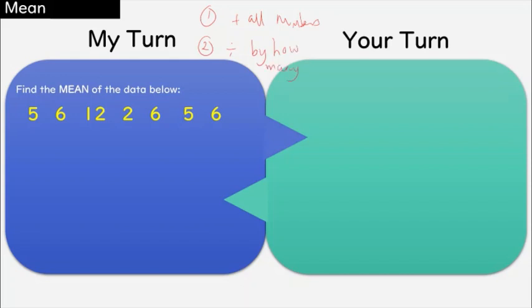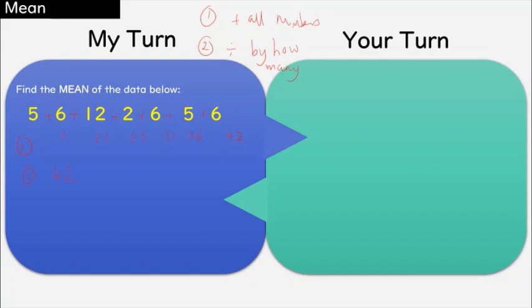So step 1 here would be to do 5 plus 6 plus 12 plus 2 plus 6 plus 5 plus 6. So we could use a calculator for these, or I'm going to do it in my head. 5 plus 6 is 11, add 12 is 23, add 2 is 25, add 6 is 31, add 5 is 36, add 6 is 42. So the first step, adding them all together, I get 42.